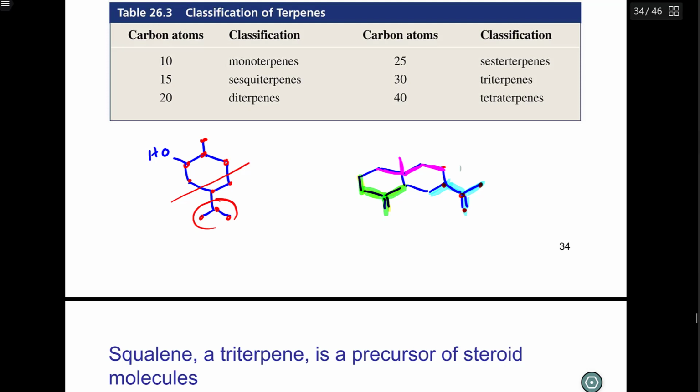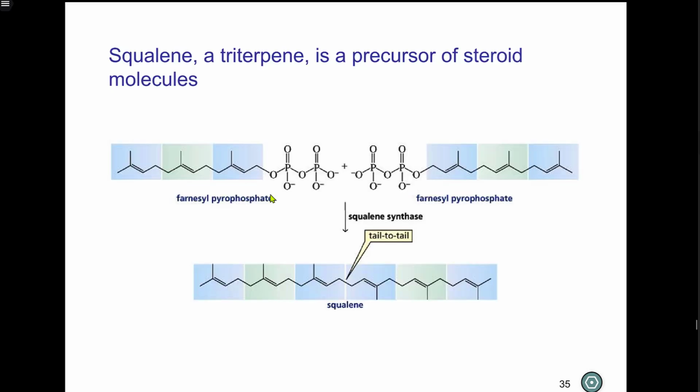So again, this would be 1, 2, 3, 4, 5. 1, 2, 3, 4, 5, and then 1, 2, 3, 4, 5. So it's not sufficient that you just count the carbons, but you also have to identify the isoprene group that's inside the terpene, a potential terpene structure.